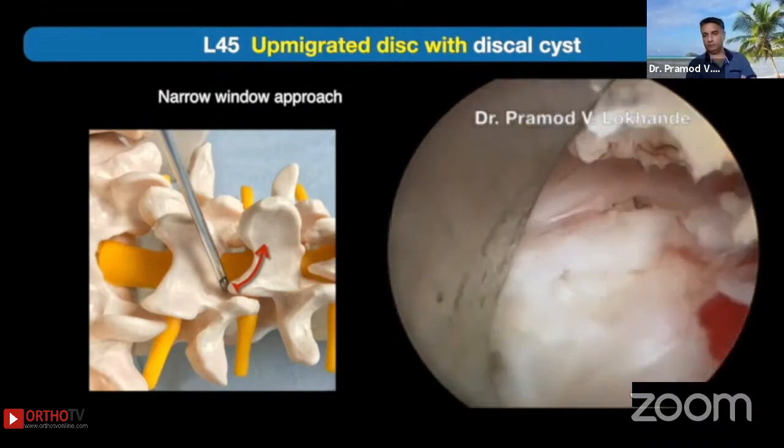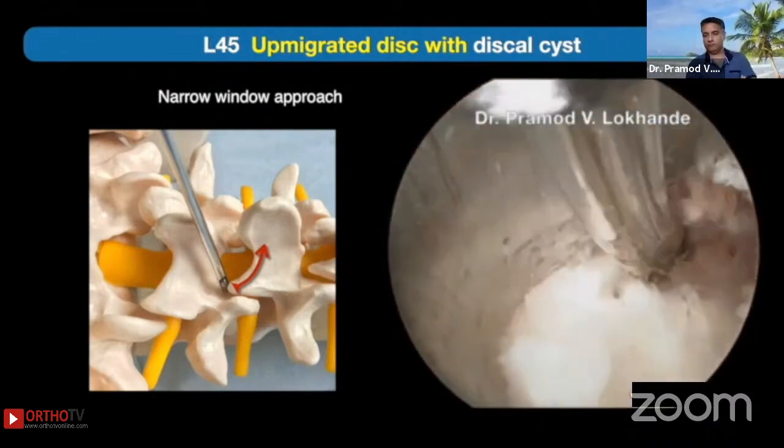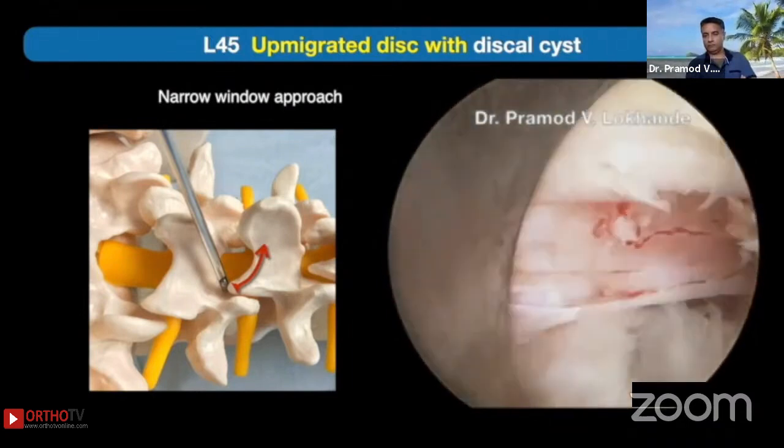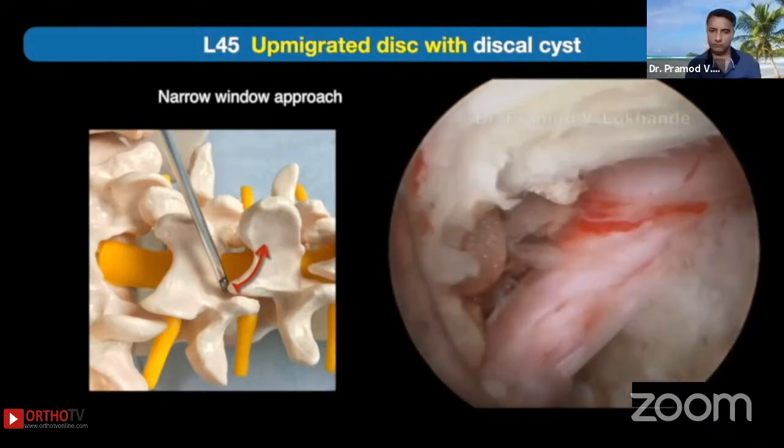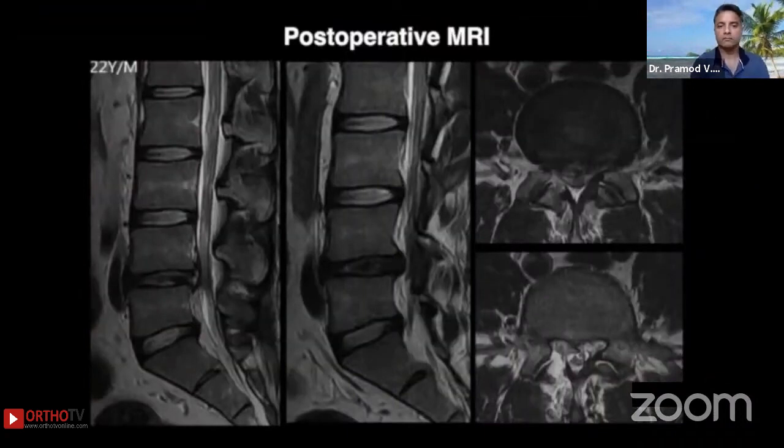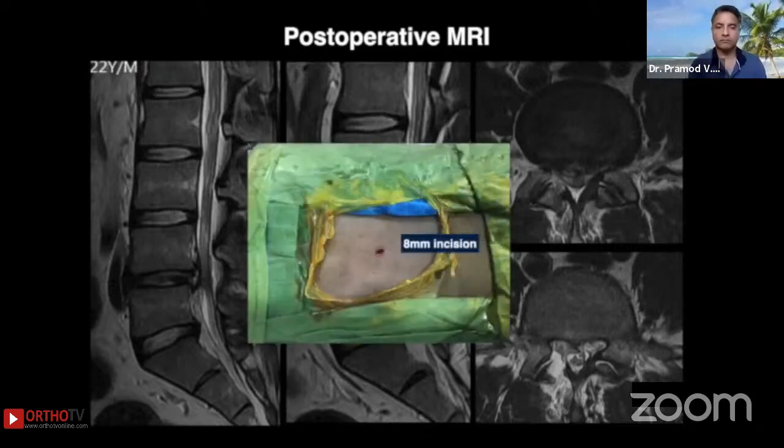So there you see there is an exiting nerve root there. That's the axilla of the exiting nerve root, and this is the well decompressed traversing nerve root. These are the post-operative MRI pictures showing complete removal of the disc herniation through a very small incision. And all of this has been done through an 8 millimeter incision. There is hardly any blood loss, and we never insert a drain inside.